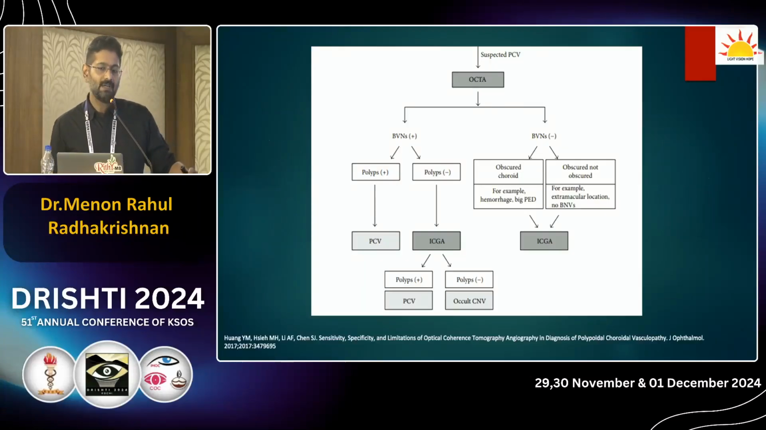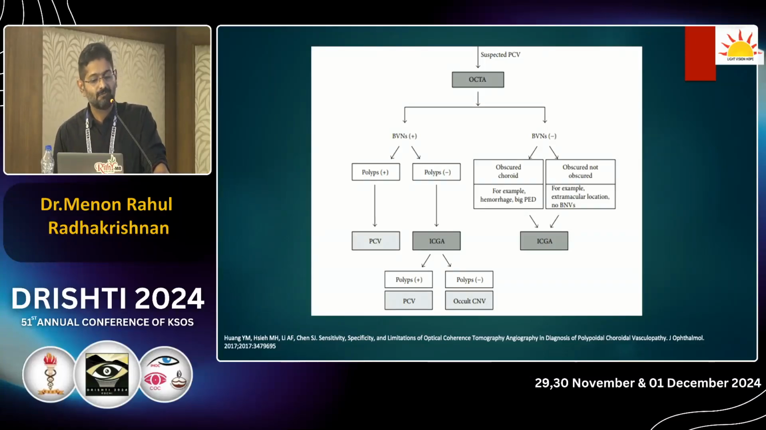So are we at a stage where we can throw away our ICG machines and solely depend on OCTA? No, we are not. But it does help our cause. So this is a small flow chart which we can use when we approach a case of PCV.